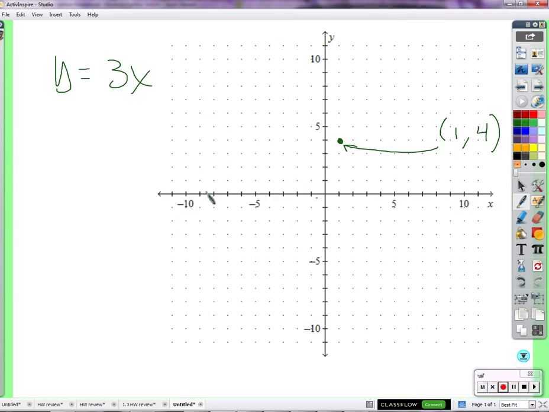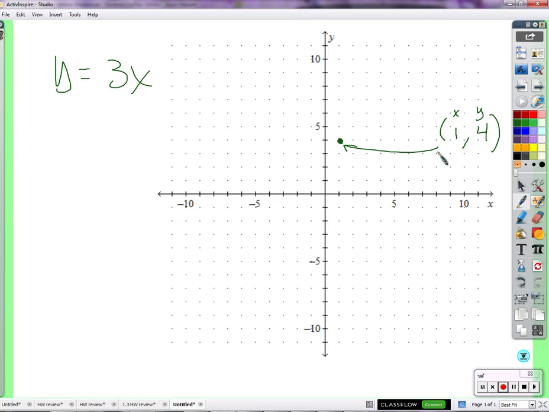What's this axis called? X-axis. In this one? Y-axis. All right, so this 1 is the x and this 4 is the y. So this point, its location at 1, 4, tells me that x is what? X is 1. And y is what? 4. Okay, now let's look at the equation.